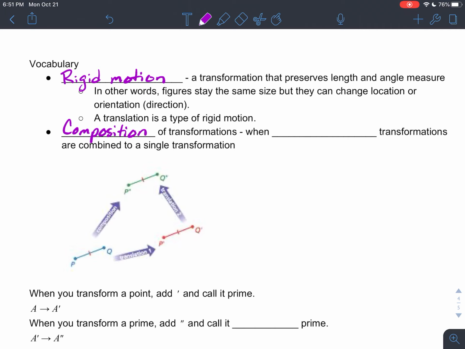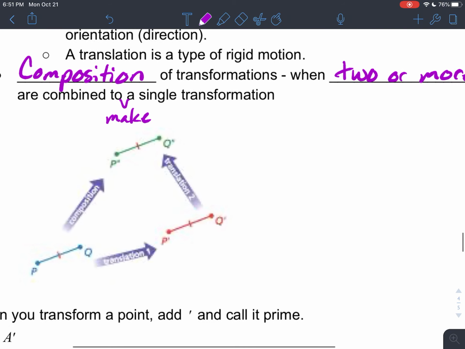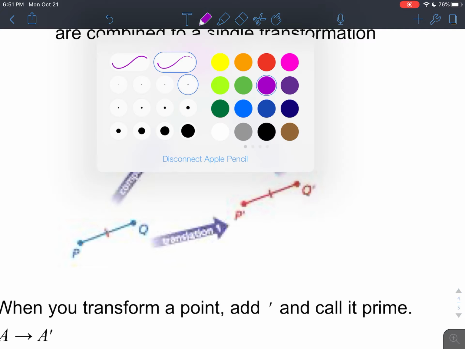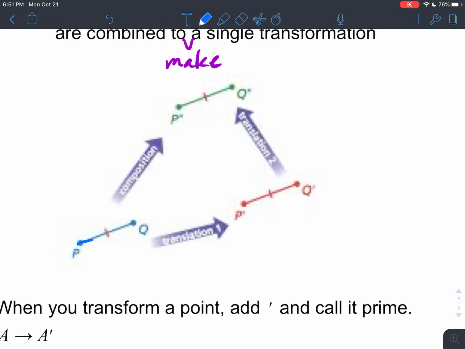So a composition of transformations is when two or more transformations are combined to make a single transformation. So again, I apologize. I made things a little too small on your notes, and so you probably can't see it. But here we've got segment PQ.